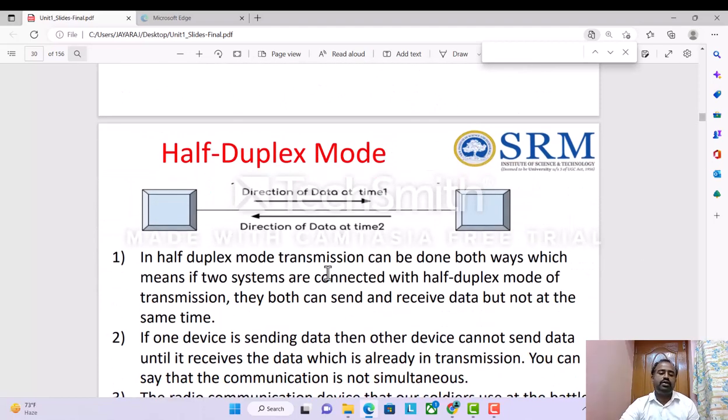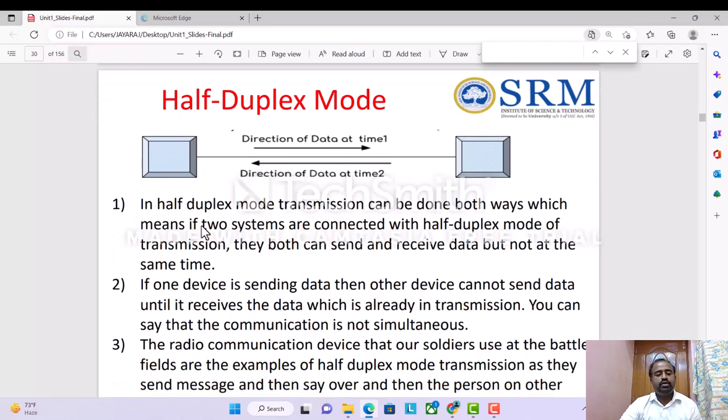Then half duplex. This is the next one. In half duplex communication, transmission can be done in both ways, which means if two systems are connected with each other, they both can send and receive, but with one condition: not at the same time. For example, take system 1 and system 2. System 1 can communicate with system 2, and system 2 can communicate with system 1, but not at the same time. If system 1 is transmitting, system 2 has to wait. After receiving the information, system 2 can transfer the data to system 1.